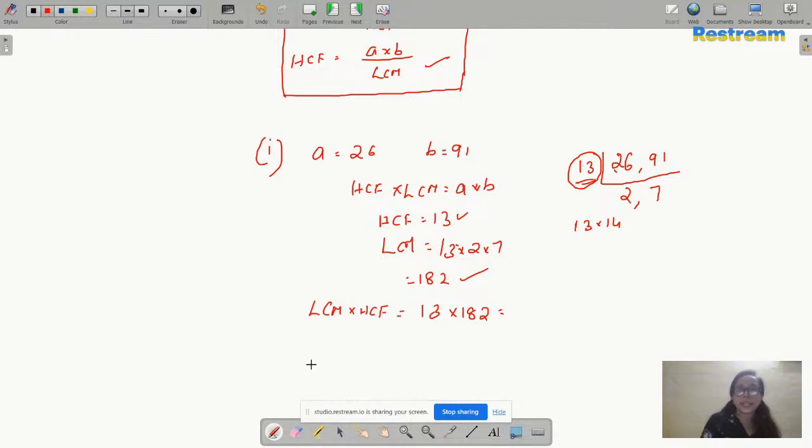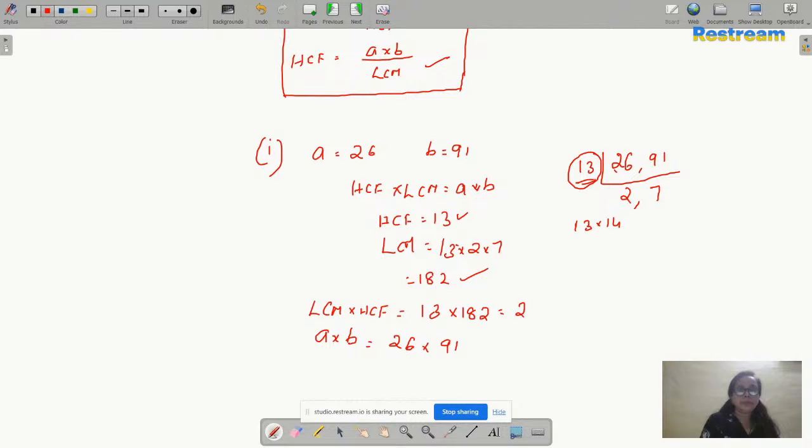Now the next one is A into B. A is multiplied with B. What is A? A is equal to 26, 26 into 91. Okay. LCM into HCF is equal to 13 into 182. A into B is equal to 26 into 91. Now we see what is 13 into 182. Give me in the chat box. What is that answer?